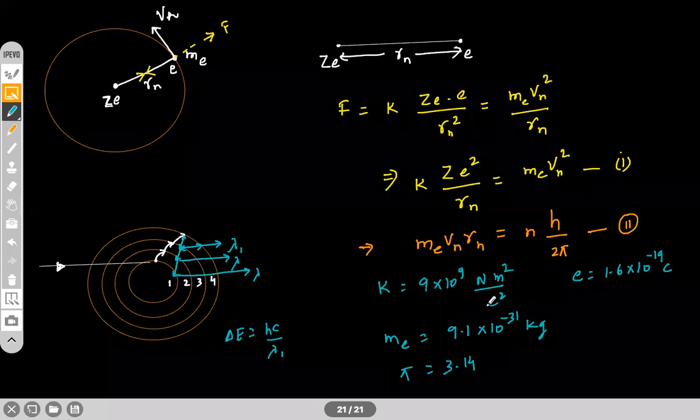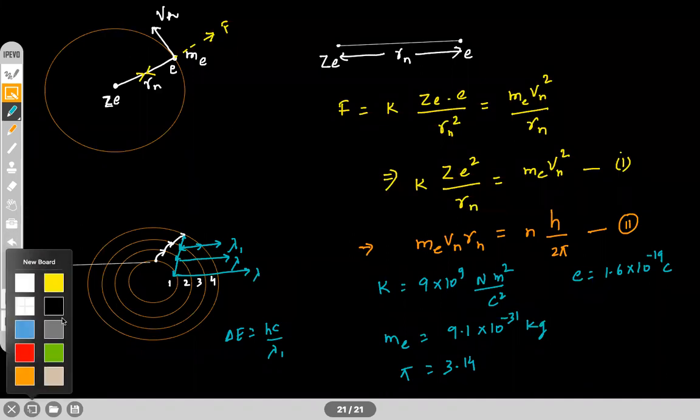Z is the atomic number. So now these two equations, listen to me very carefully here. You know all the values except v_n and r_n. Agreed? So we have two variables, and how many equations do we have? Two. So two variables, two equations, and we can solve this for v_n and r_n. You don't have to solve this.